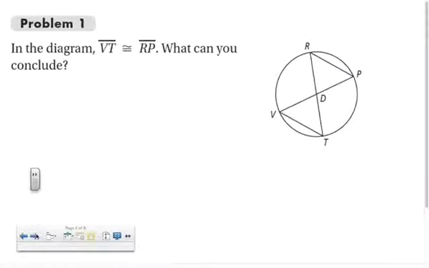Okay, so in problem 1, notice what we're given. Segment VT is congruent to segment RP. Those are chords. And if chords in a circle are congruent, then I know their related central angles are congruent, and I know their related arcs are congruent. Yes?